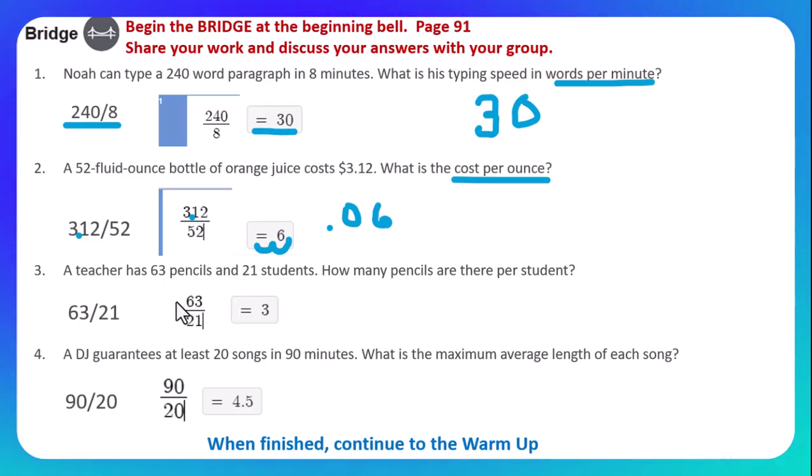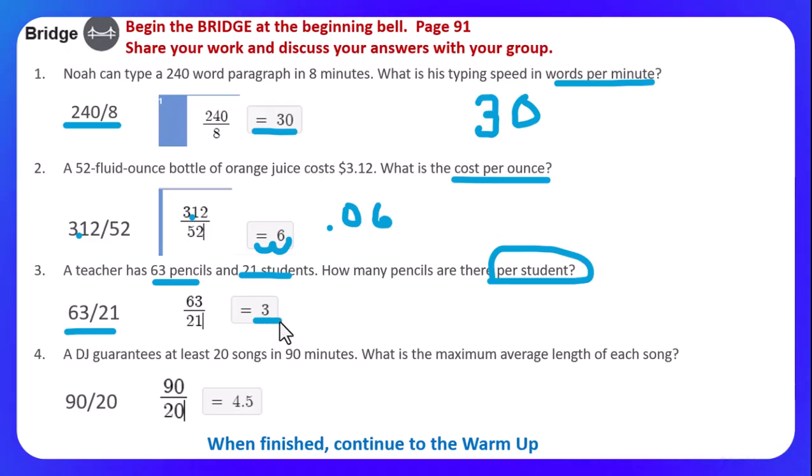All right, question number 3. A teacher has 63 pencils. There's 21 students. We want to know how many pencils per student. So we're dividing by the number of students. We've set that up. We have 21 students, 63 pencils, and that's going to be 3 pencils per student.